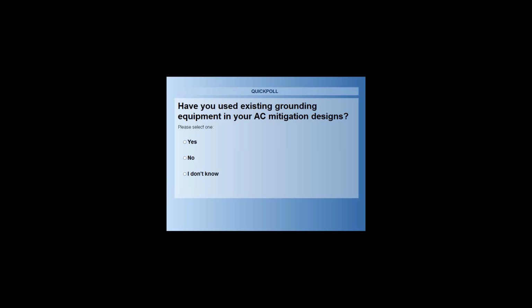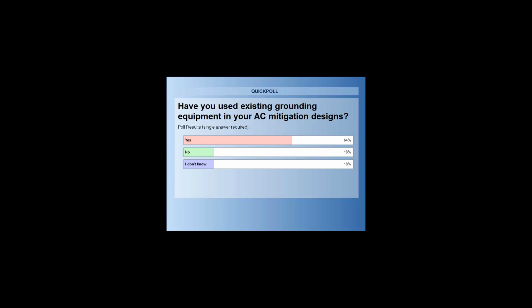Just trying to get some sense of how widespread the use of existing equipment is in your AC mitigation system designs, and get some feel for how you consider that. So it looks like a good number of you are indeed using existing equipment in your system. For those of you, roughly 20% that answered no, and then another additional roughly 20% that don't know, hopefully that's something that you might consider in the future as you look at your AC mitigation system designs.